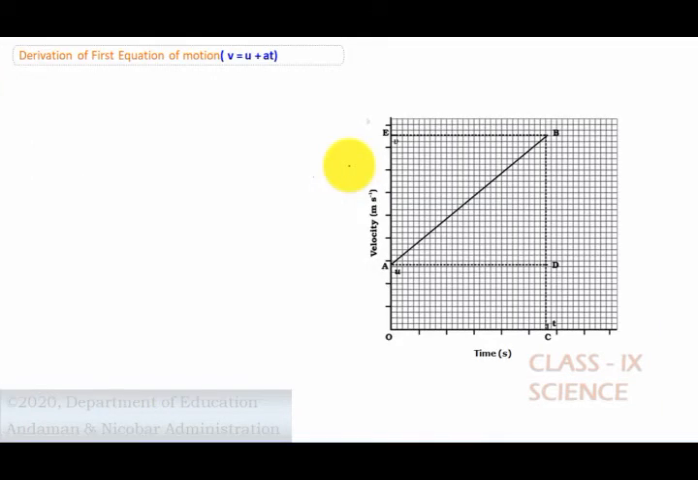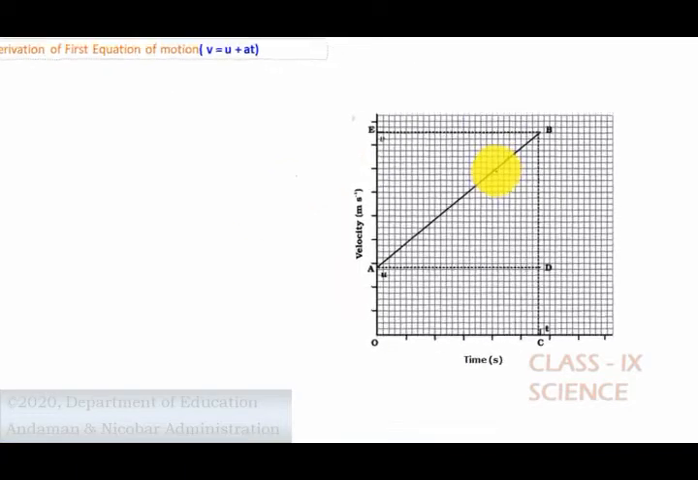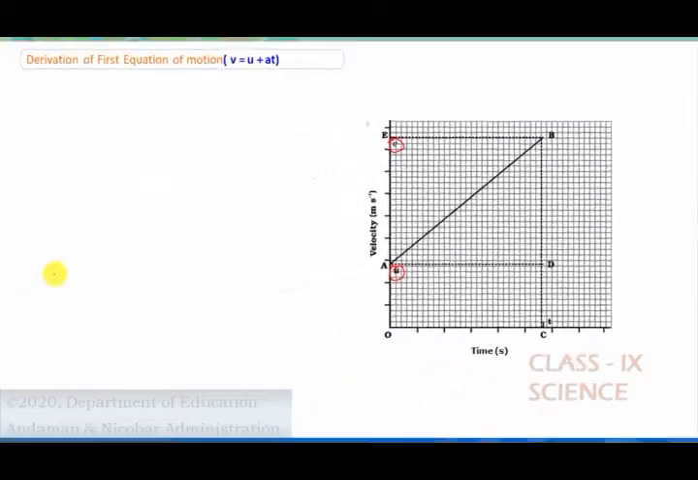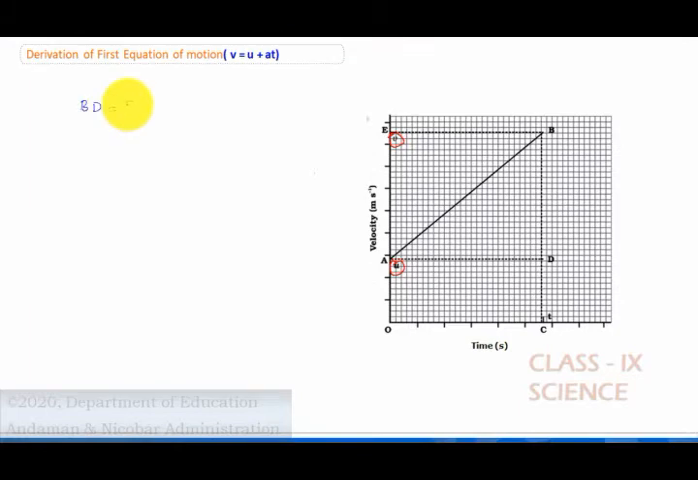Now we derive the first equation of motion. From the graph we can see that v is the final velocity whereas u is the initial velocity. So the final velocity can be represented by the perpendicular BC. Similarly, the initial velocity can be represented by AO. From the graph we can see that BC is equal to BD plus CD. This can be written as BD is equal to BC minus DC.